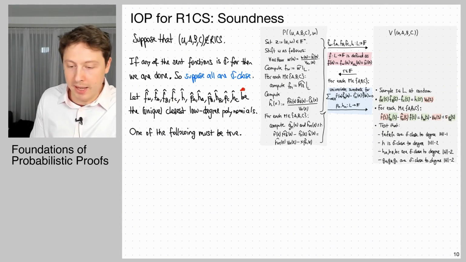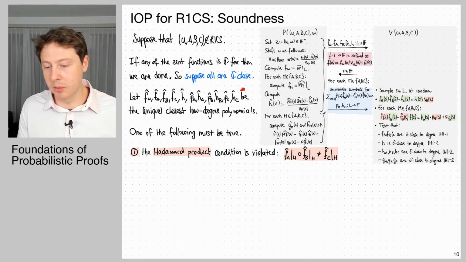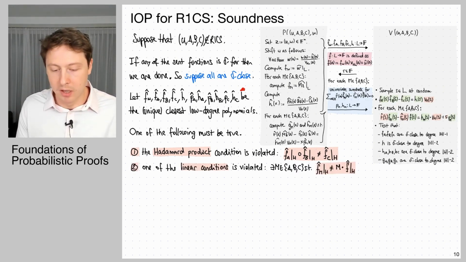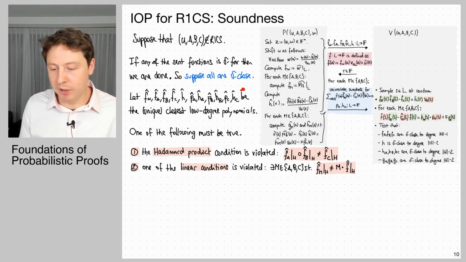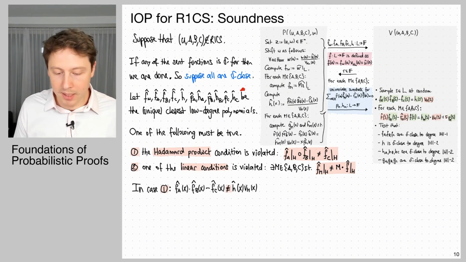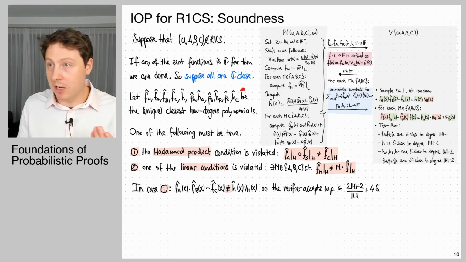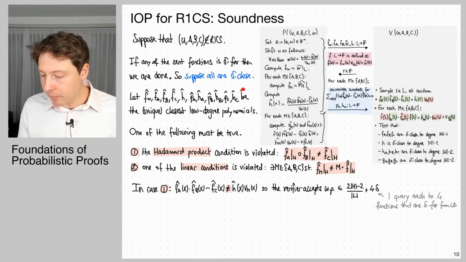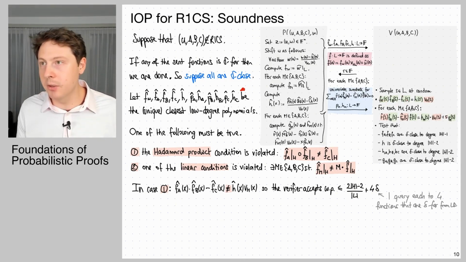Okay? So one of the following must be true, right? So either the Hadamard product condition is violated, so this doesn't hold. Or one of the linear conditions is violated. Why? Because this is not in the language, so for any polynomials we write down, one of these 4 conditions must not hold, right? In case 1, well, we're checking it here, right? So the verifier will accept with probability at most the degree of the identity over the domain over which I'm sampling from, and I have this 4 delta here. Why? Because I'm querying 4 oracles and they're delta noisy.